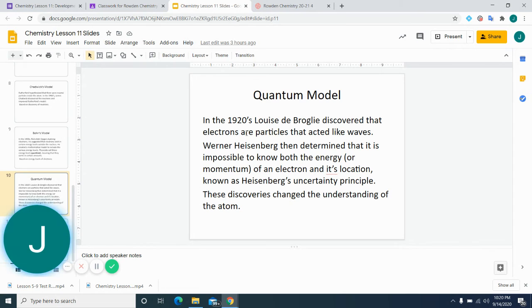Or if you take a picture, well, when you take the picture, it freezes everything. So you can tell me at that moment where exactly the dot is, but since it's frozen in time, you cannot tell me how fast it's moving. This is the same kind of idea that Heisenberg, basically, he said we cannot know the energy and the location of an electron. And so with the idea that they act like waves and that they are so unpredictable, we cannot tell you both the energy and location at the same time.